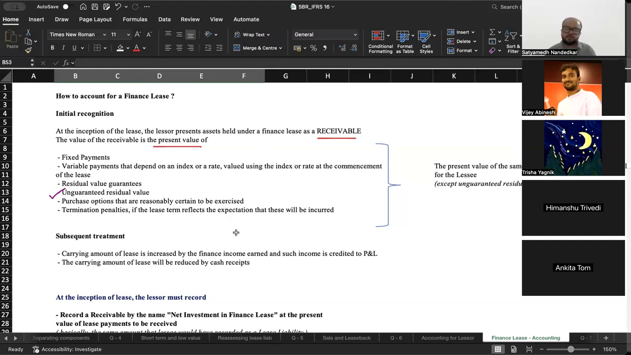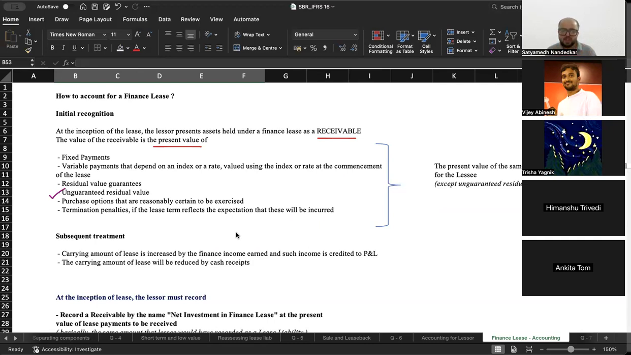So, how does a lessor account for a finance lease? At the inception of the lease, the lessor presents assets held under a finance lease as a receivable. The value of the receivable is the present value of fixed payments, and variable payments that depend on an index rate. Basically, whatever was calculated as lease liability for the lessee, the same present value will be considered for the lessor. You take the present value of these payments.